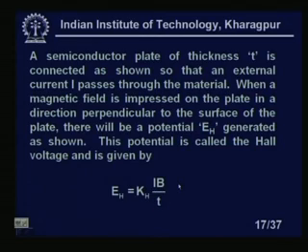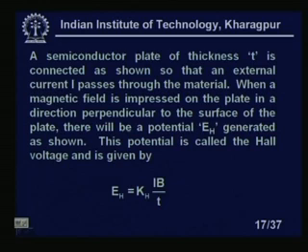Okay, this is our expression of the Hall voltage. A semiconductor plate of thickness T is connected as shown, so that an external current I passes through the material. When a magnetic field is impressed on the plate in a direction perpendicular to the surface of the plate, there will be a potential E H generated as shown. This potential is called the Hall voltage and is given by E H equal to K H I B divided by T.